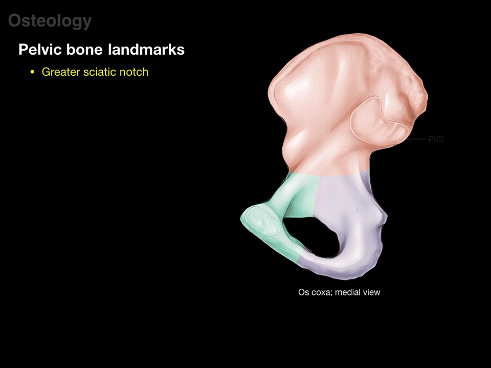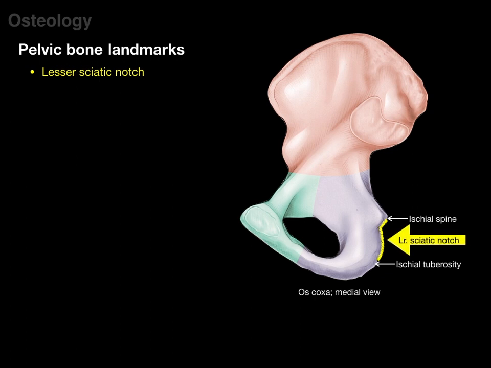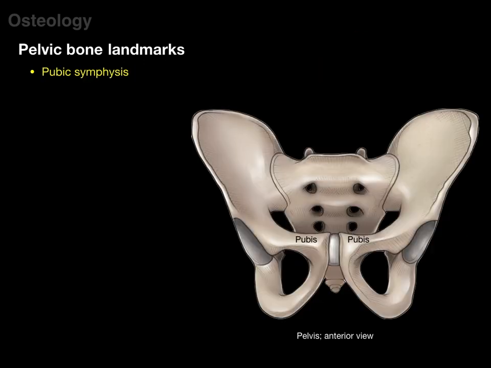Next is the greater sciatic notch. It's formed between the posterior inferior iliac spine and the ischial spine right there. And the greater sciatic notch transmits the piriformis muscle, sciatic nerve, hence the name, and pudendal neurovascular bundles. The lesser sciatic notch is between the ischial spine and the ischial tuberosity right there, and it transmits the pudendal nerve and internal pudendal arteries and veins into the perineum.